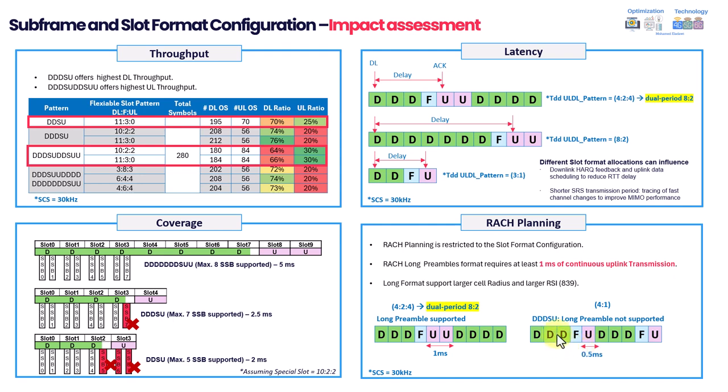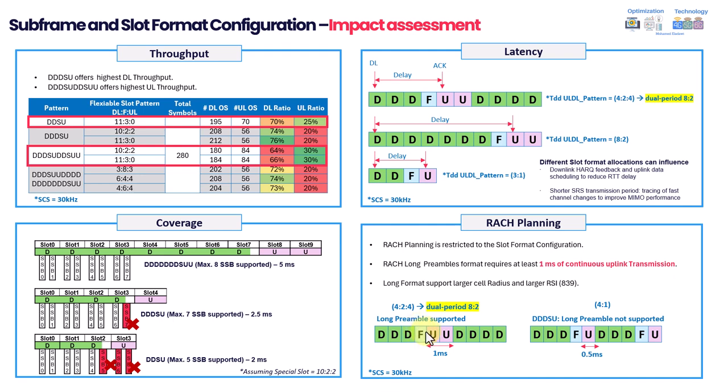For example, assume now you have this DDDSU pattern, repeated every time. In this case, you have only one slot for uplink, so this is 0.5 millisecond only. So in this case, the long preamble will not be supported. You need to take care whenever you are doing the slot planning or RACH planning as well. And the same here: if you have 2 slots for uplink, this means the long preamble is now supported.